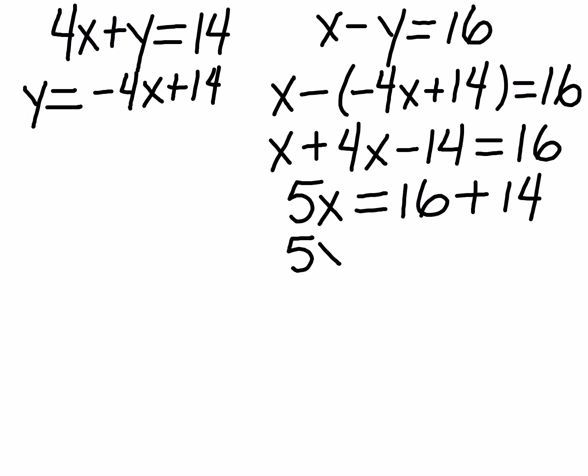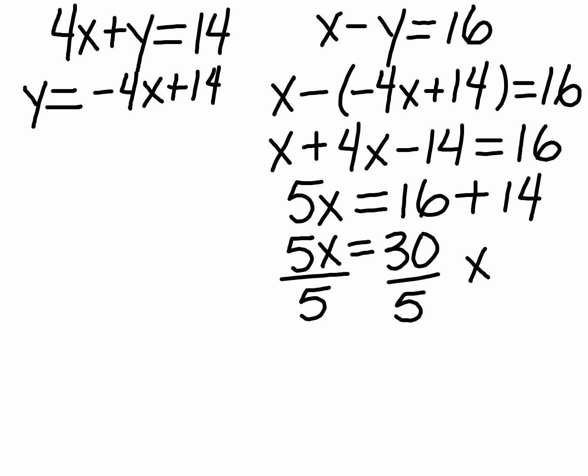I have 5x equal 30. Divide both sides by 5. X equal 6. Now, we have found x. If you notice, my y is already isolated, so I just need to plug in 6 for x to find y.